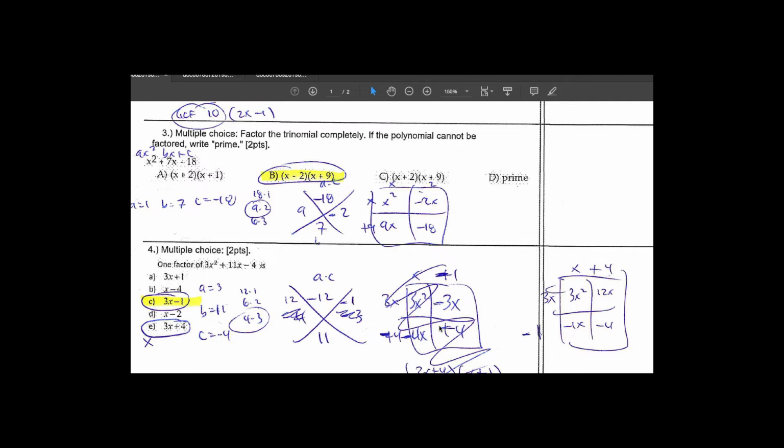And again, this is how you check your answer. You just take your binomials, just like I did, multiply, and then combine like terms in here, and you'll realize that it becomes 3x squared plus 11x minus 4. So let's take a look. X plus 4 is not on my list, but 3x minus 1 is, so the correct answer is C.